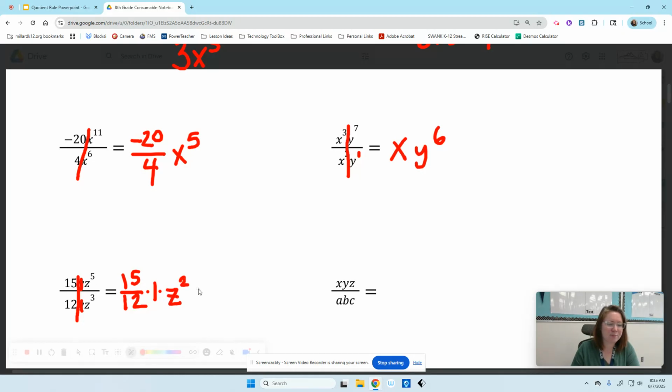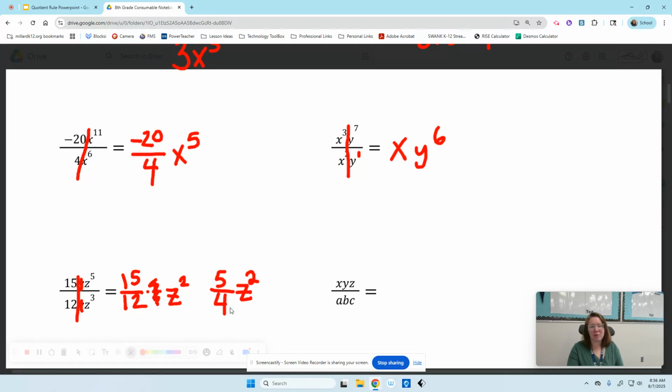Z to the 2. Okay, well, this 15 divided by 12 we can't actually ignore, but 15 doesn't divide nicely into 12, so I'm still going to divide, simplifying. So 15 divided by 3 is 5, 12 divided by 3 is 4, and then times 1, well, times 1 is just times itself, so it's really times z squared, because we can ignore that one.